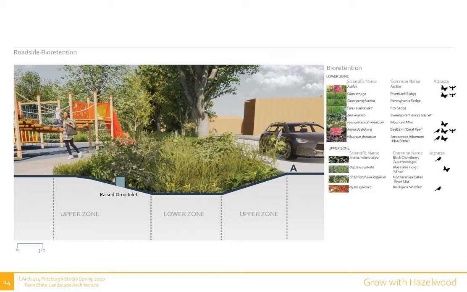The two upper zones contain plants that need less water and are more drought resistant, and the lower zone plants are those that can handle sitting water for a longer period of time. All plants were chosen based on recommendations of the Philadelphia Water Department Green Infrastructure Stormwater Guidebook.